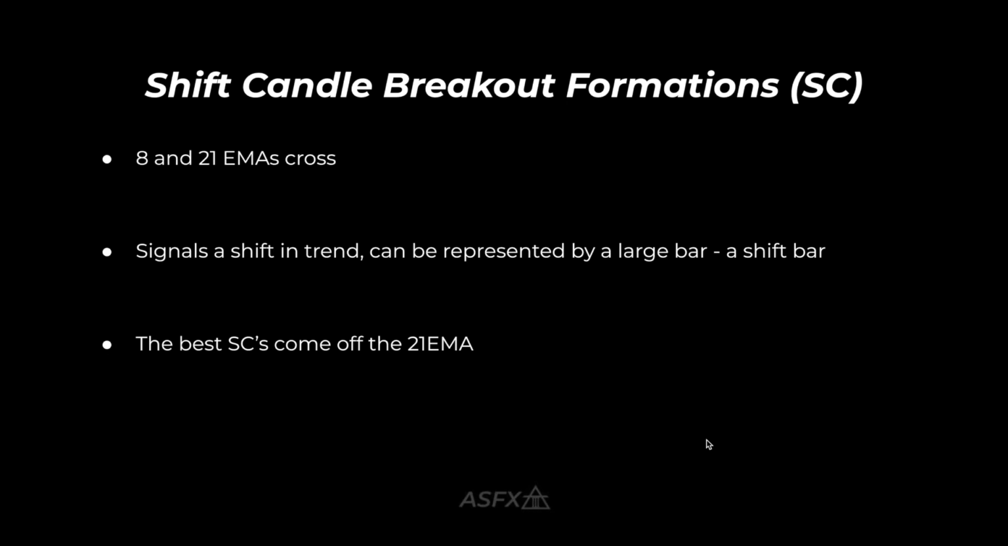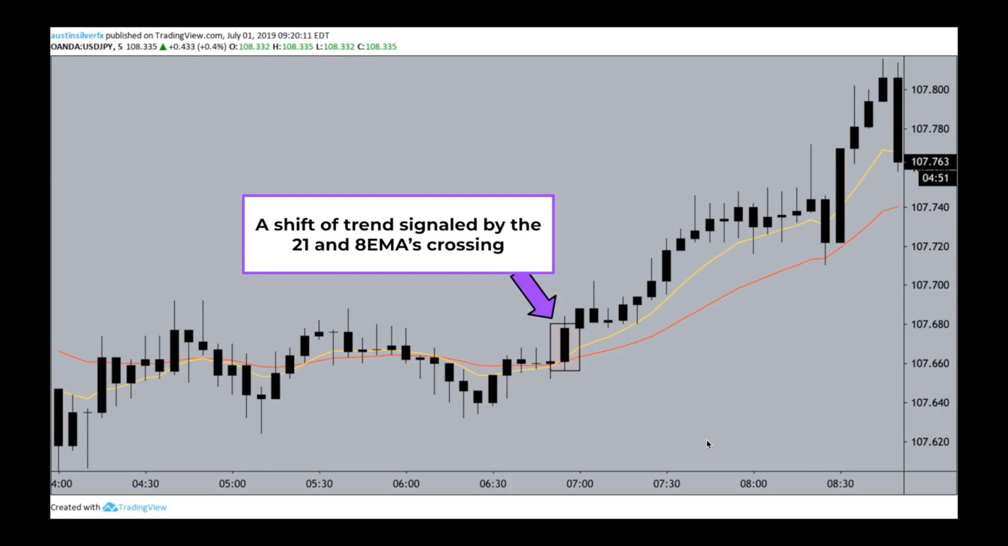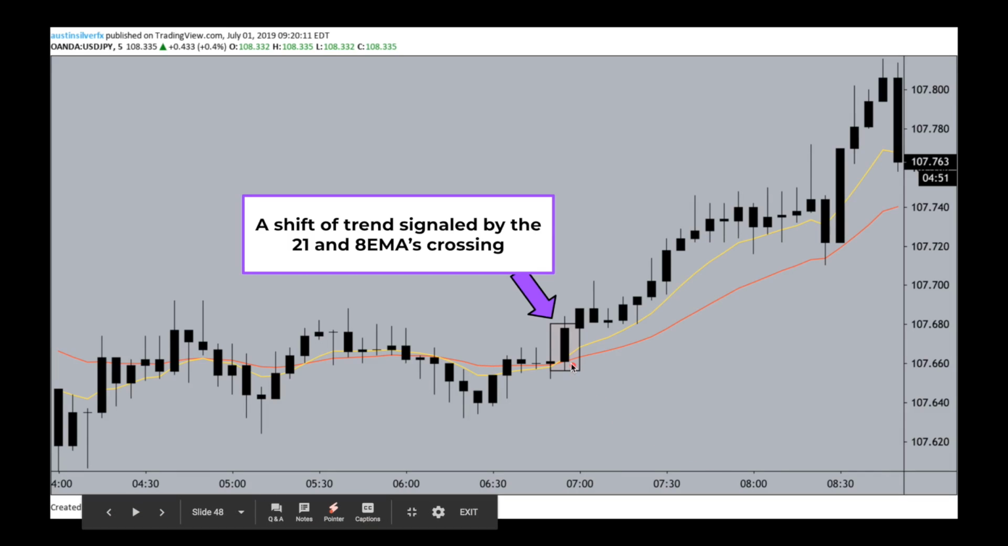The best shift candles are going to come off the 21 EMA. You will see shift candles sometimes that are not off the 21 EMA, but the most probable setups with a shift candle will come when the open price of that candle, like you see in this example in front of you, is touching the red 21 moving average.